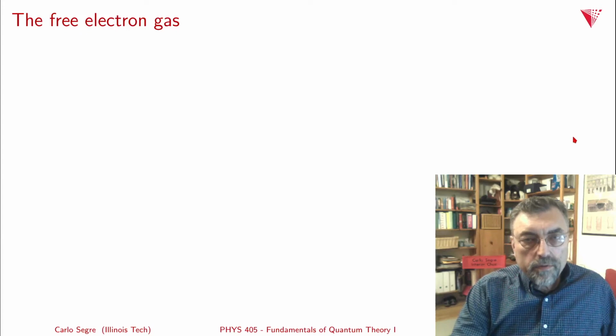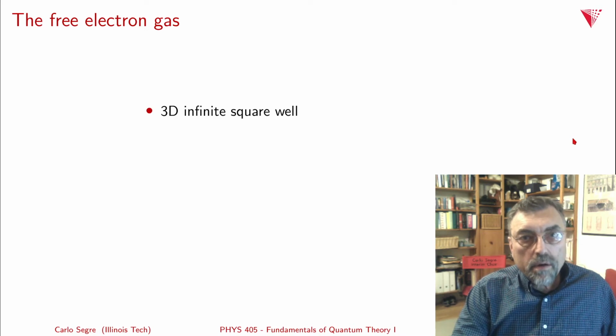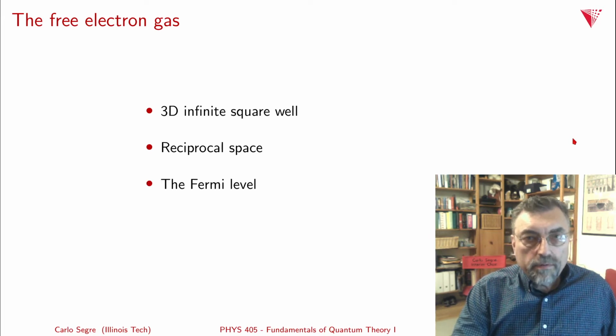In this video, we're going to talk about the free electron gas. That's the simplest solid-state system, basically a particle in a three-dimensional box. In fact, we'll start with the particle in a three-dimensional box. Then we'll talk about reciprocal space. Then we'll introduce the Fermi level and the Fermi energy. And finally, the total energy of the free electron gas. And how do you measure properties from that?